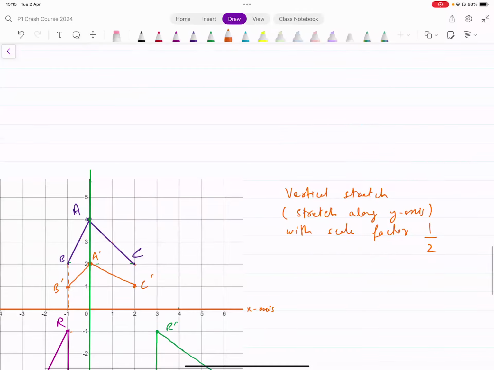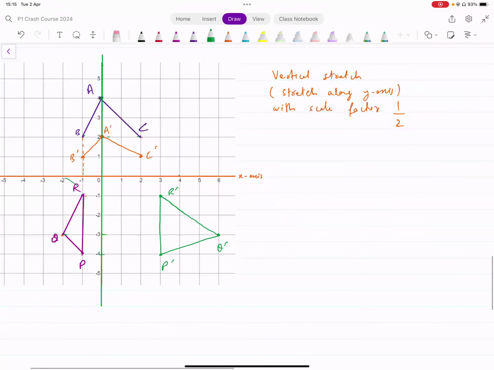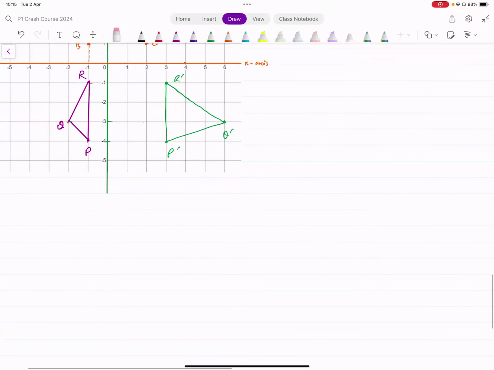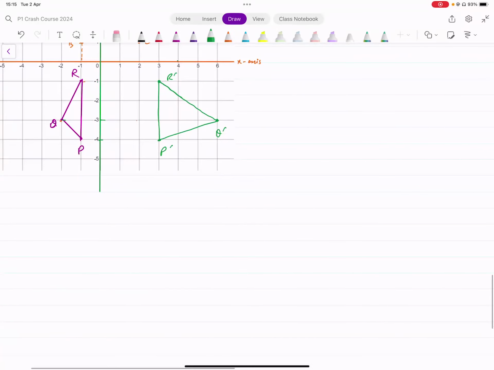Make sense? Now let's look at the next one. Let's say we have this triangle PQR, and this goes to this triangle P dash Q dash R dash. How would you describe this transformation? Any idea? Horizontal stretch with a factor of -3. So that's what's happening here.